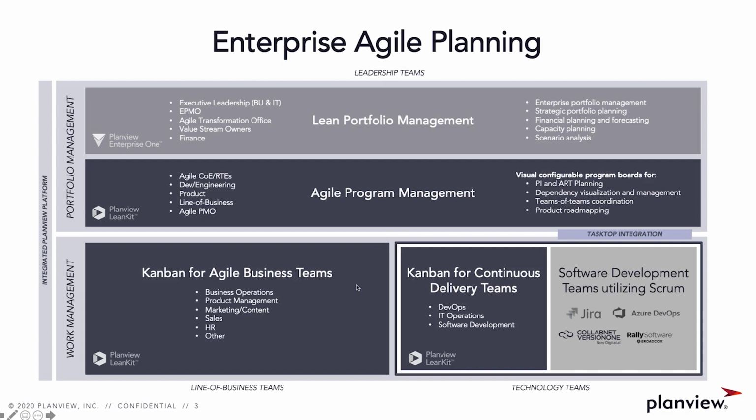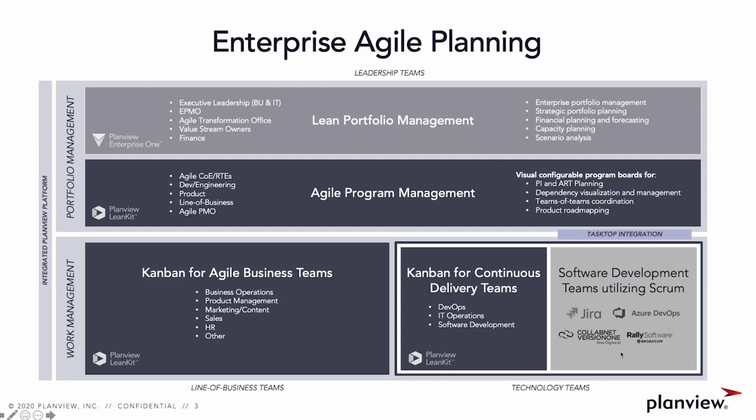Down at the team level, we've got our non-dev business teams. So things like maybe operations, business operations, product management, sales, marketing, all that good stuff. We've got our continuous delivery Kanban teams operating within Lean Kit. So things like DevOps teams, ops teams, that sort of thing. And maybe we've got our dev teams that are still using their ALM tools.